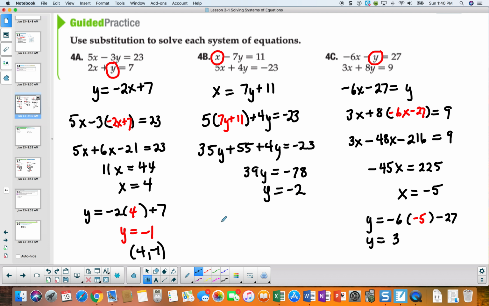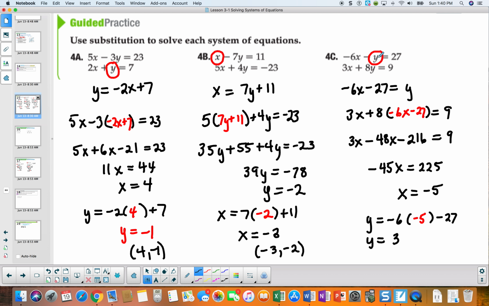I'm going to go back up to here, x equals 7. I'm going to substitute my y plus 11, and the y I'm substituting is negative 2. Therefore, x is equal to negative 14 plus 11, which is negative 3. So the solution will be (-3, -2).